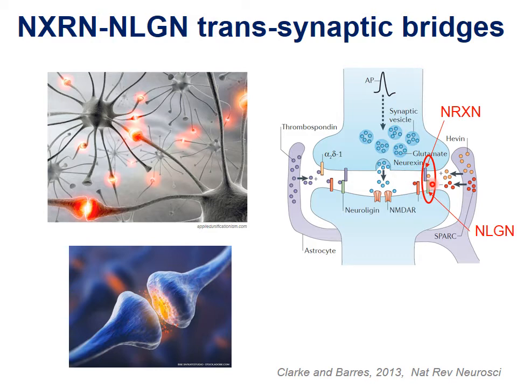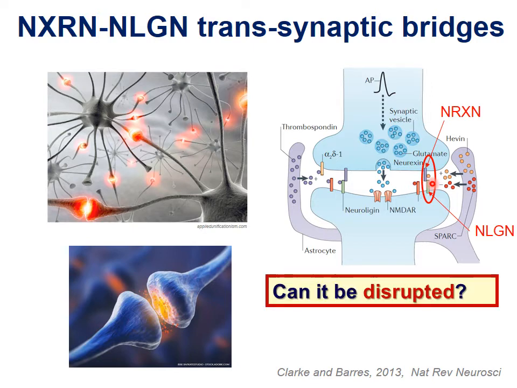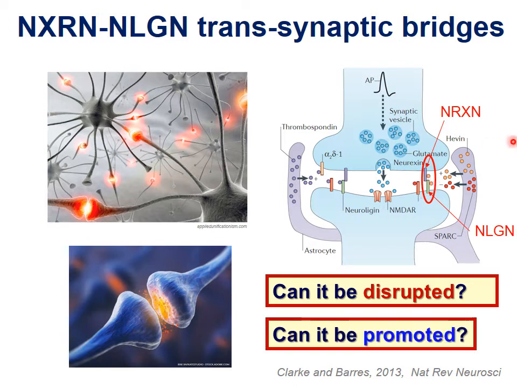The neurexin and neuroligin transsynaptic bridges are highly regulated. Can it be disrupted? Can it be promoted? Can astrocytes that surround the neurons also alter synaptic connection, and how?